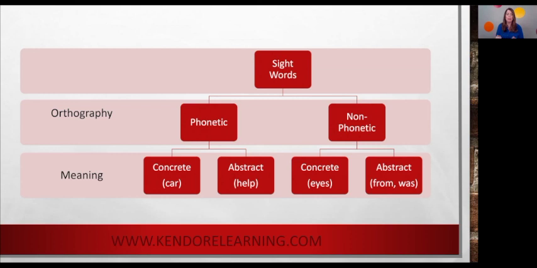If it's non-phonetic or irregular, it's the same exact thing. If it's concrete, like the word eyes, which is irregularly spelled, you still understand the meaning. If they understand you have two eyes, kids learn that pretty early. Now the abstract ones are going to be like from and was, and those are very hard to define. Function words are very hard to define, like of.